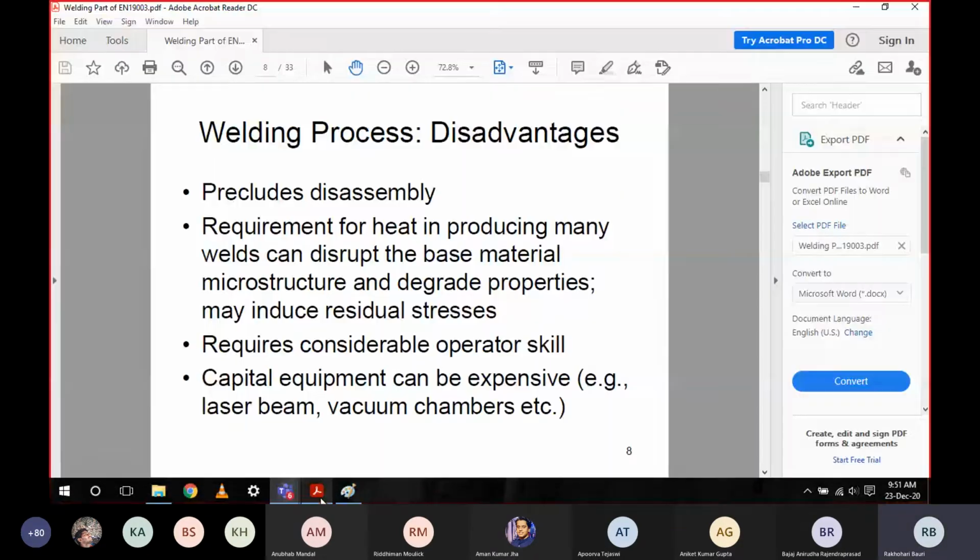So if the operator is not skillful, their welding will not be as good as the weld done by a skillful operator. Now, the fourth disadvantage is that capital equipment can be expensive. As I showed, there are other types of welding processes like laser beam and electron beam welding. Those equipments are very expensive.